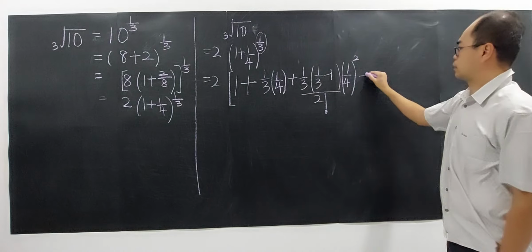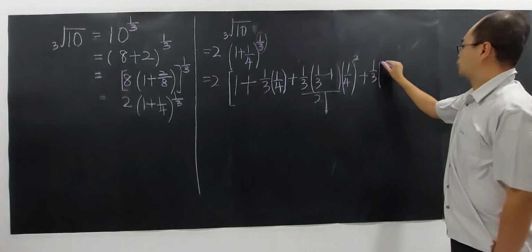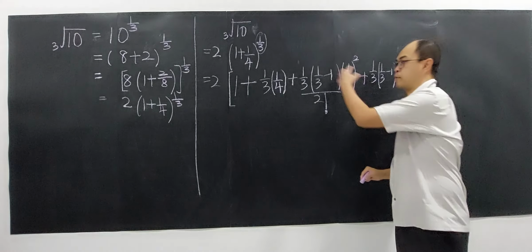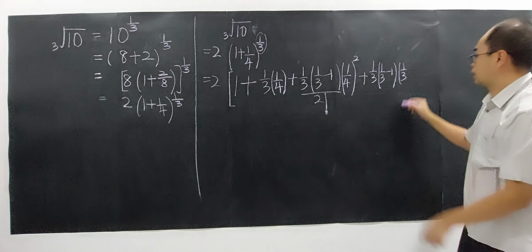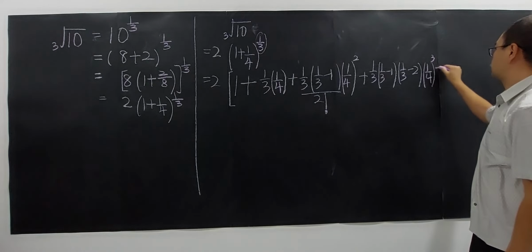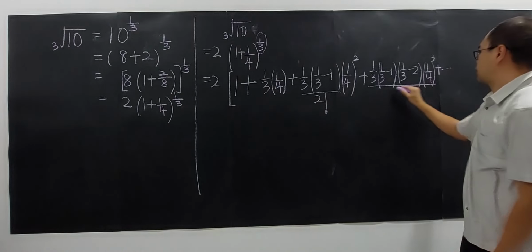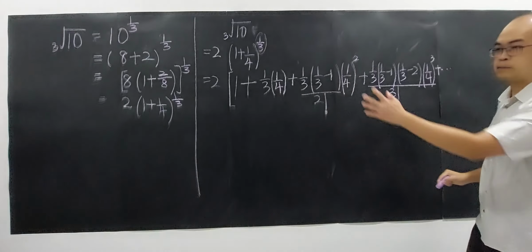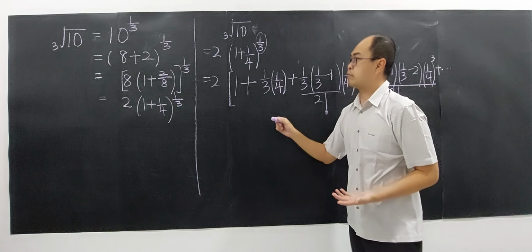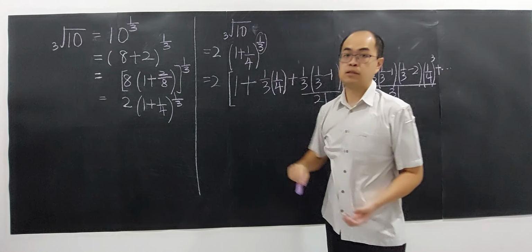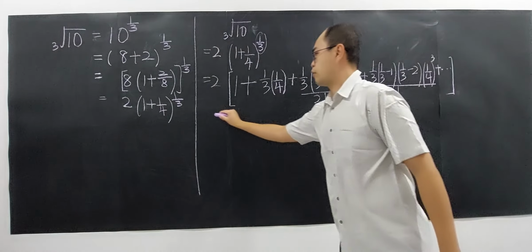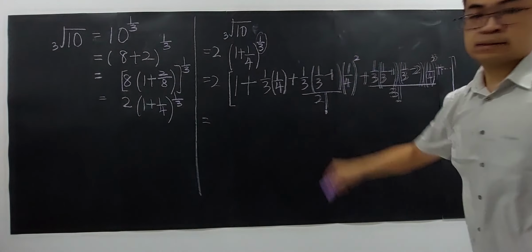Now I'm going to expand another bracket: 1 over 3, 1 over 3 minus 1, 1 over 3 minus 2, and 1 over 4 to the power of 3, divided by 3 factorial. You have to have some knowledge of binomial expansion so that you know what I'm doing here. We expand up to the first 4 terms. You can keep expanding to get a more accurate approximation, but I think it's enough to expand the first 4 terms. Now if you evaluate all this, you get the answer for cube root of 10.